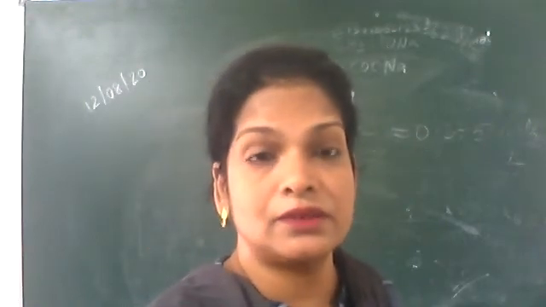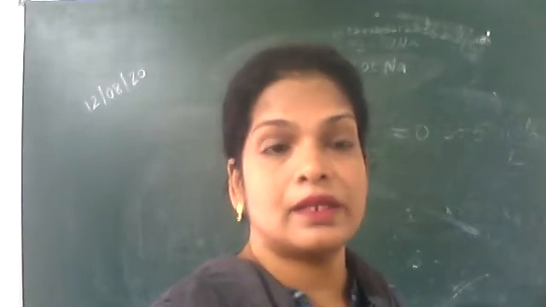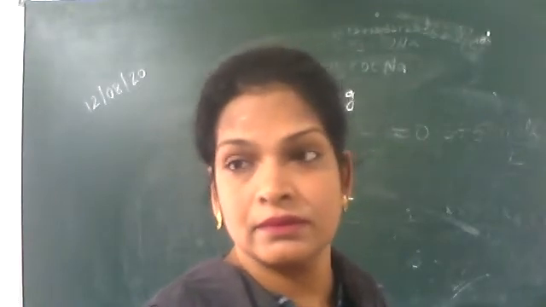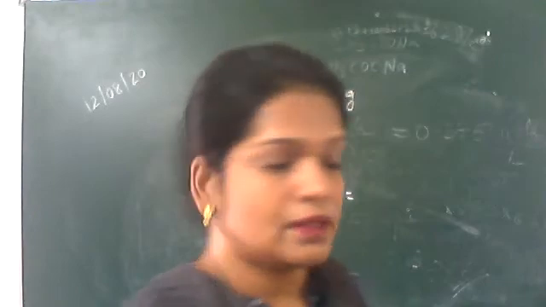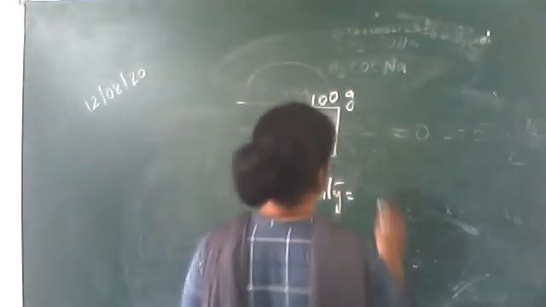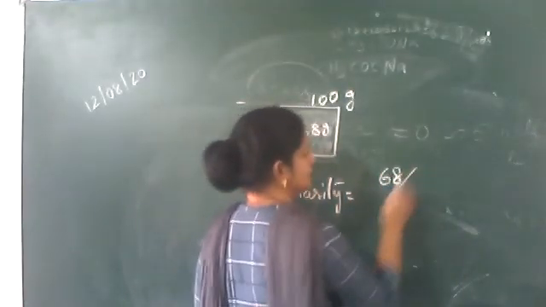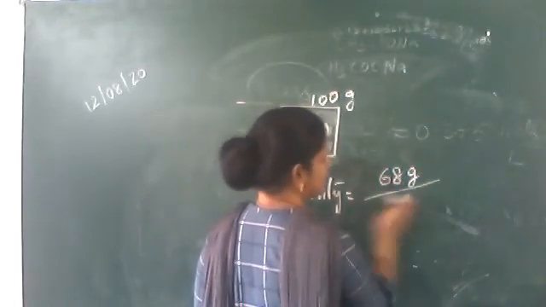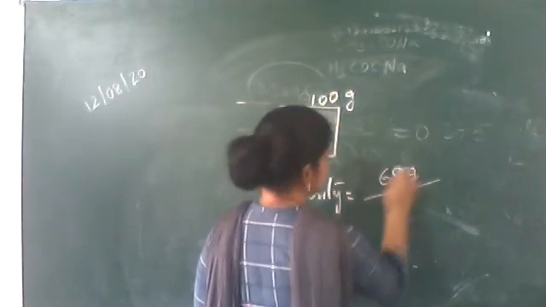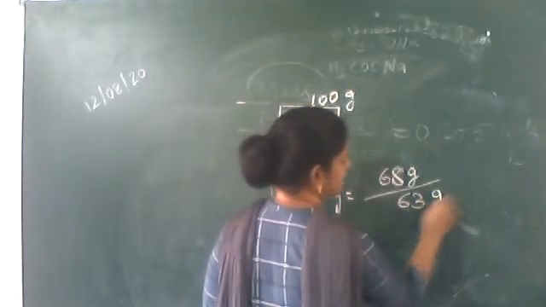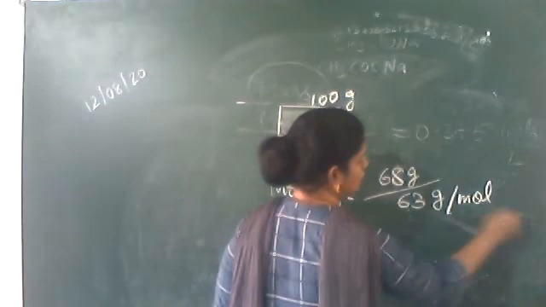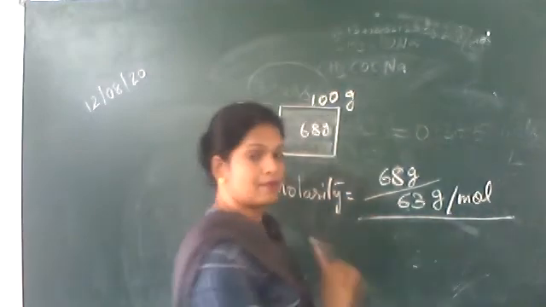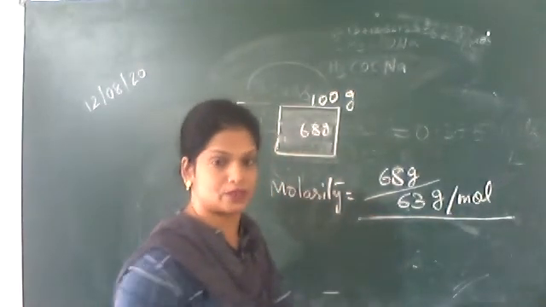Molar mass of HNO3. Anybody remembers? 63 gram. Yes, 63 grams per mole. So 68 gram divided by 63 grams per mole. This is the number of moles of solute present in the solution.